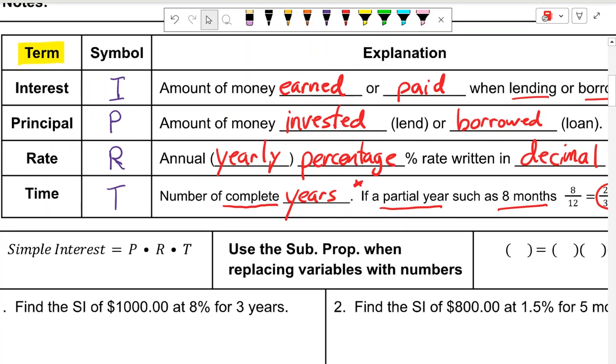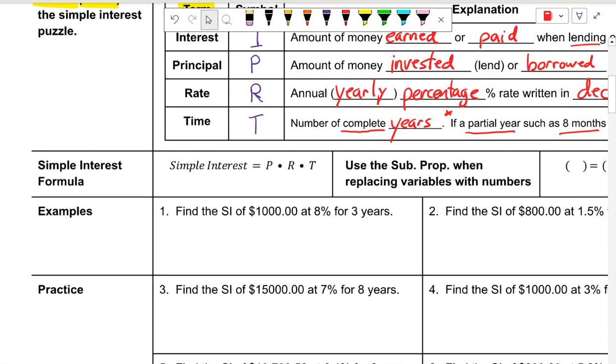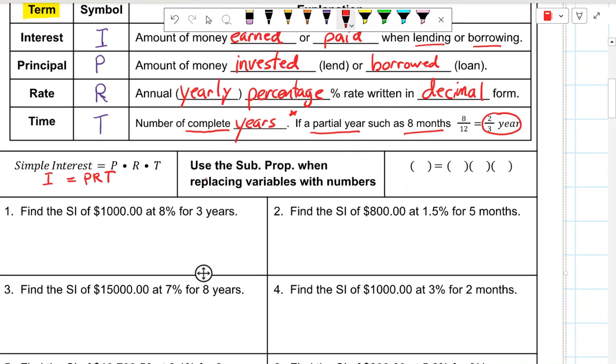All right, so those are the pieces of the puzzle. And what is the formula for simple interest? The formula is, simple interest is P times R times T. It's that easy. So interest is equal to PRT. Now, how do we use it? We're supposed to be using the substitution property when replacing variables with numbers. And so you would set something up like this over here, where this would be the I, this would be the P, the R, and the T.